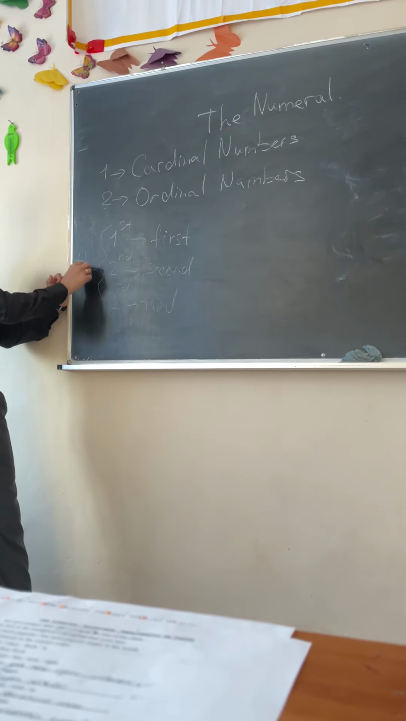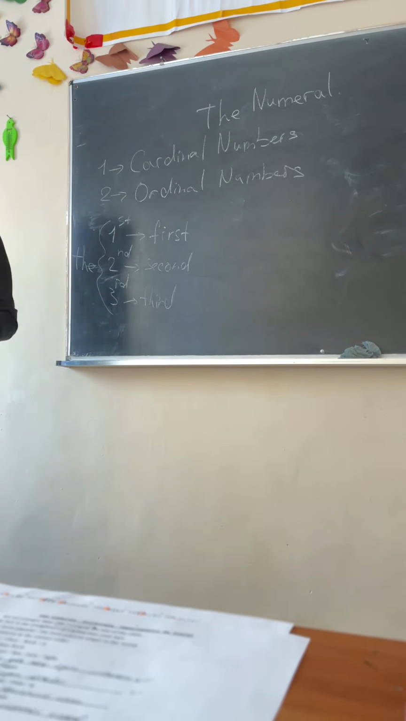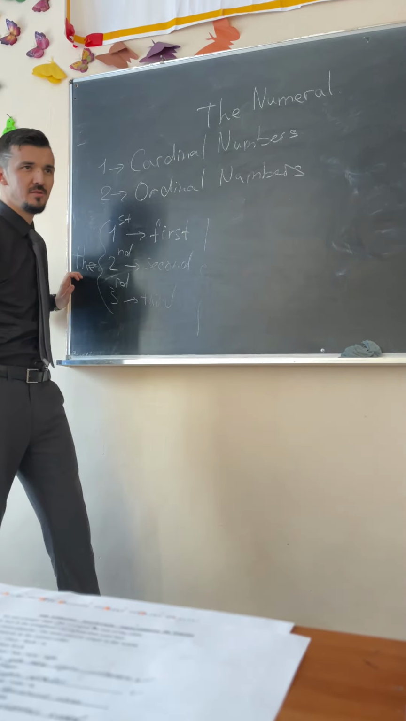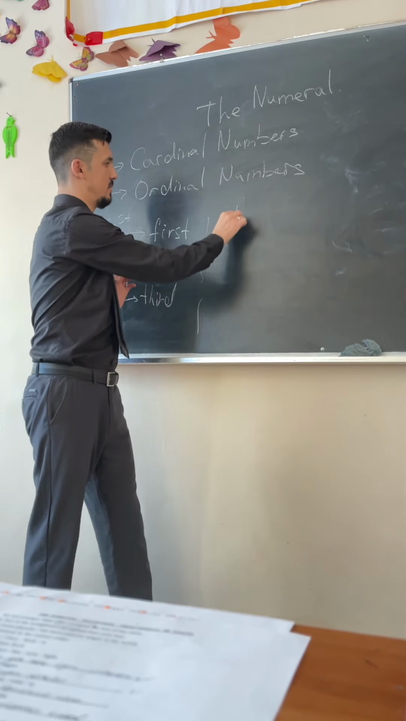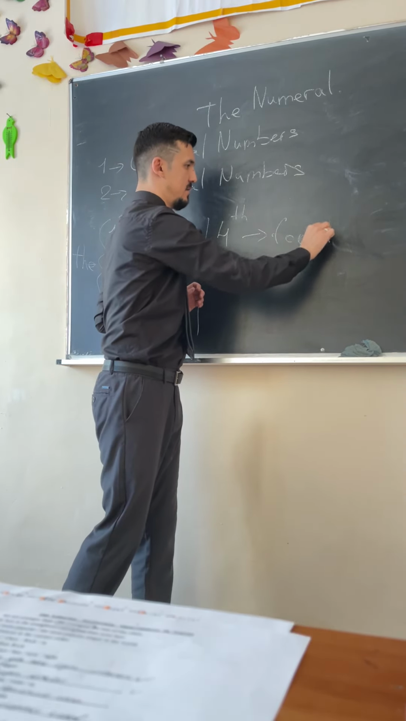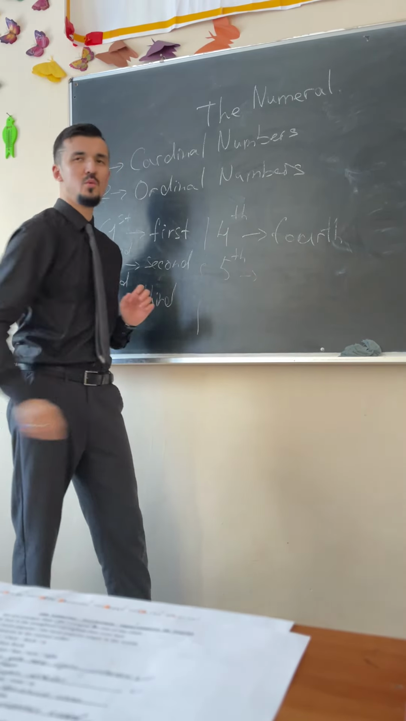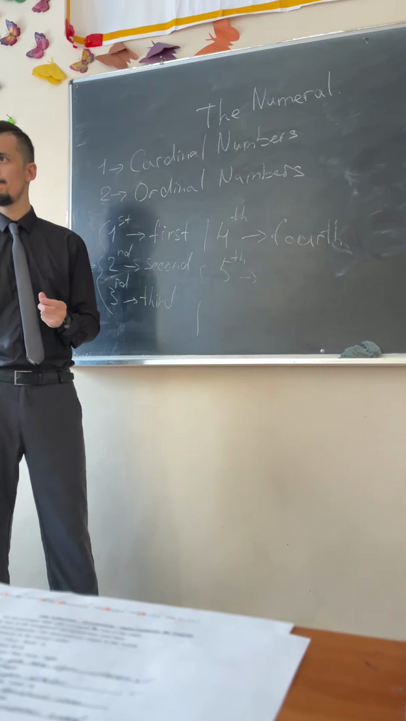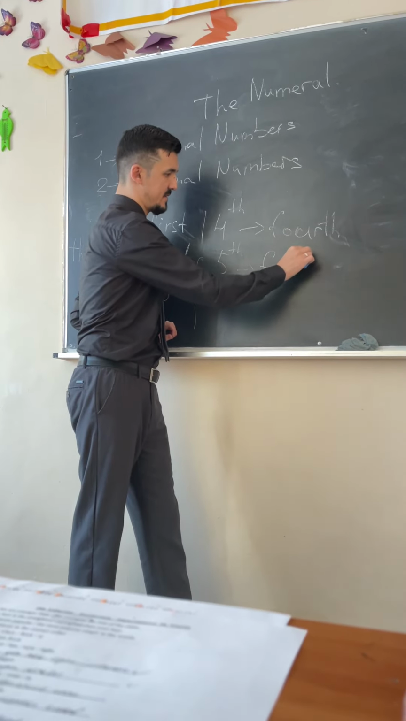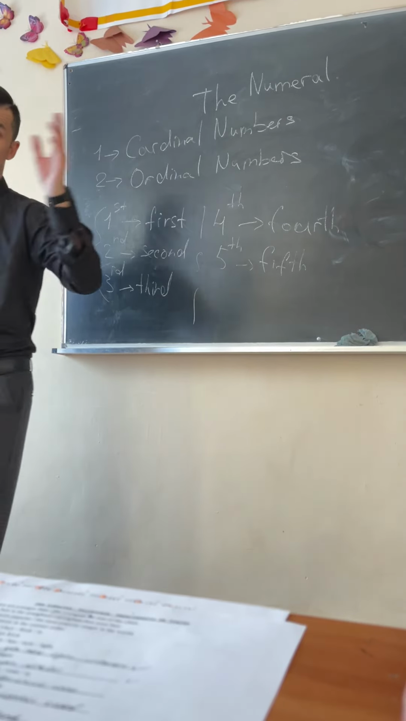Ordinal numbers: the first, the second, the third, and the rest? The rest, we add what at the end? TH. For example, fourth. We say five, but fifth. In the ordinal, we change it. Sixth, seventh, eighth, ninth, tenth, and so on.